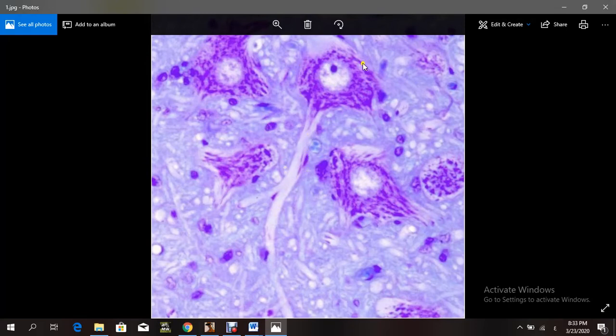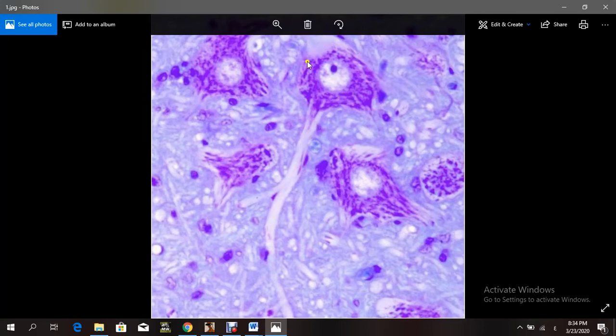This is a single neuron, another neuron, neuron, and neuron. As we said, a neuron is composed of the perikaryon, cell body or the soma, and the processes which extend from the perikaryon. This is the axon of the neuron. The axon originates from the axon hillock. This is the axon hillock, and this is the axon of the neuron.